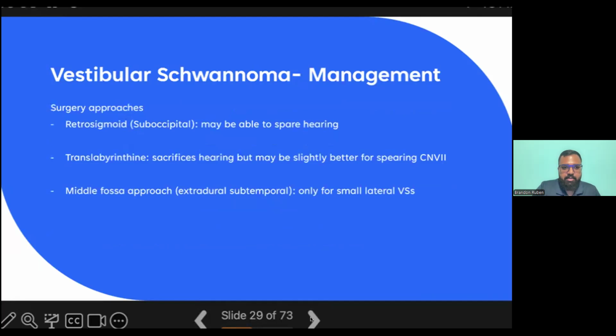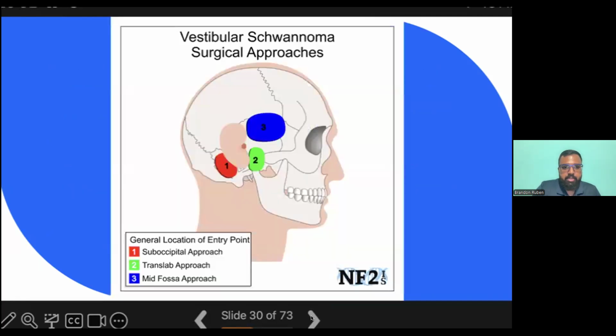Surgical approaches include the retrosigmoid or suboccipital, which may be able to spare hearing. The translabyrinthine approach sacrifices hearing, but may be slightly better for sparing cranial nerve 7. And the middle fossa approach, which is extradural subtemporal, is only used for small lateral vestibular schwannomas. This image shows the general location and entry point of the suboccipital approach in 1, translabyrinthine approach in 2, and middle fossa approach in 3.